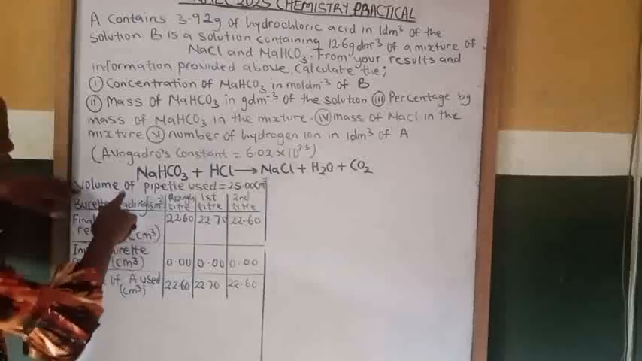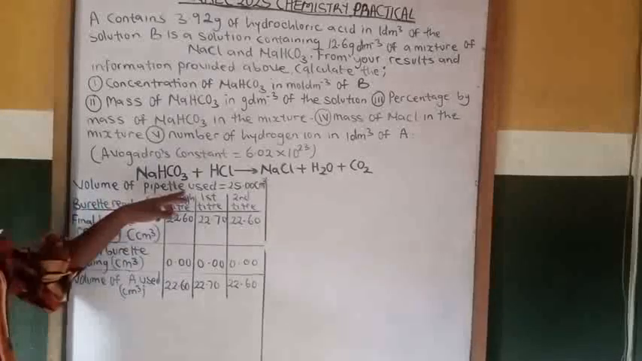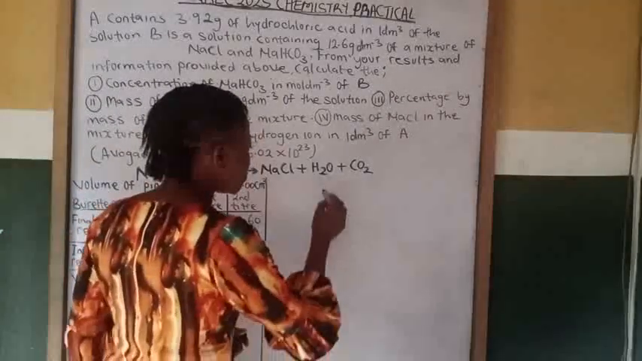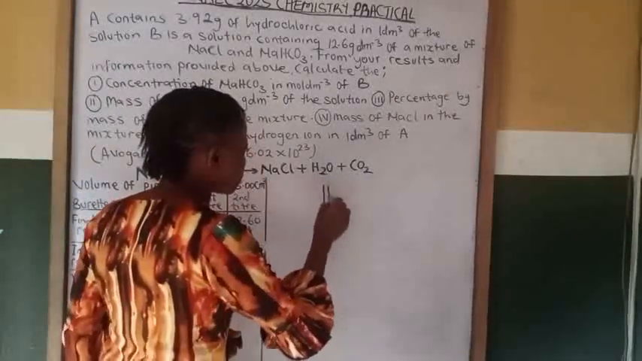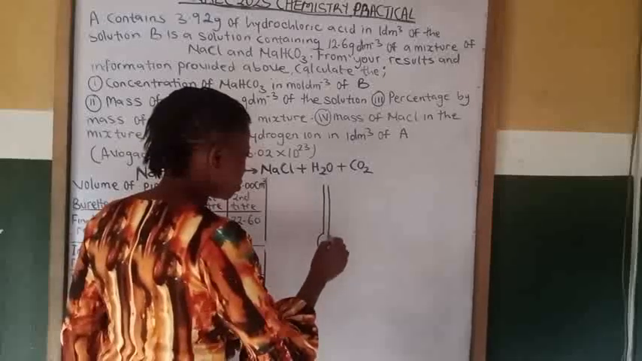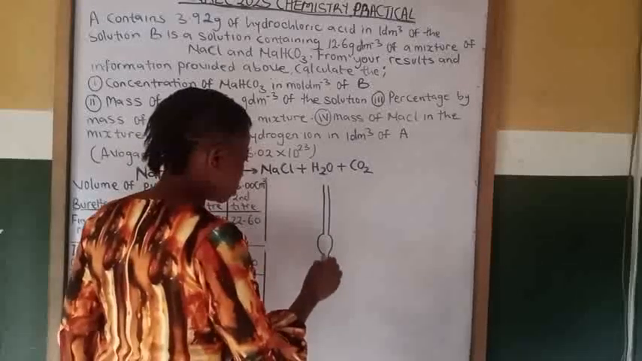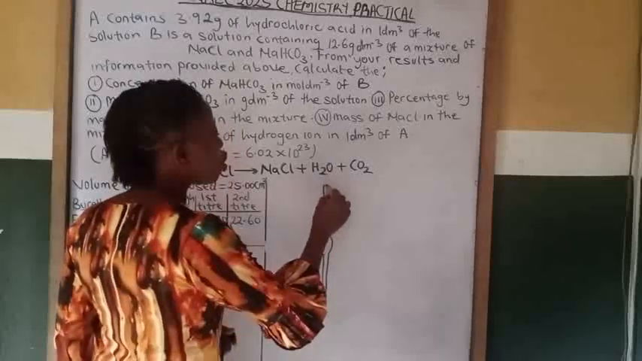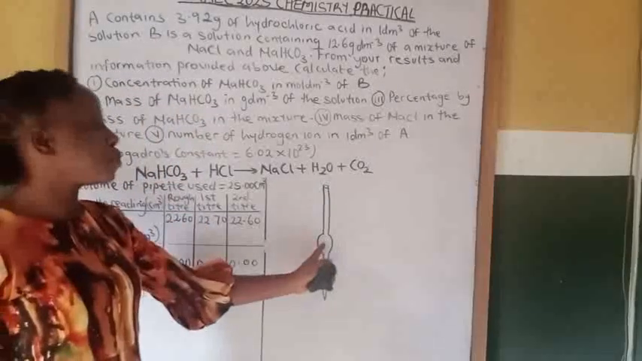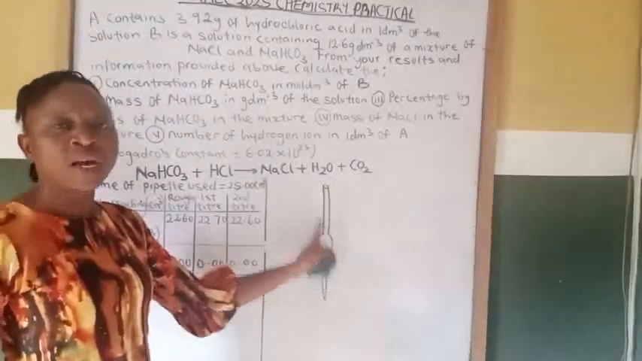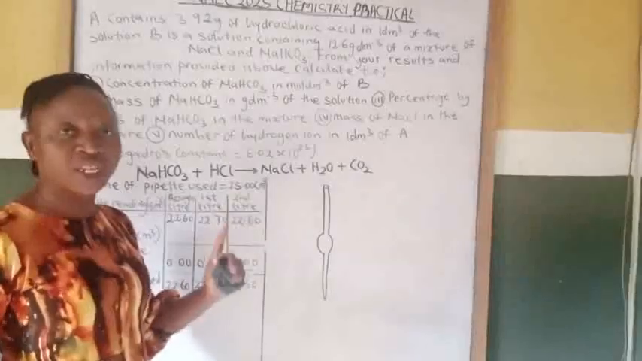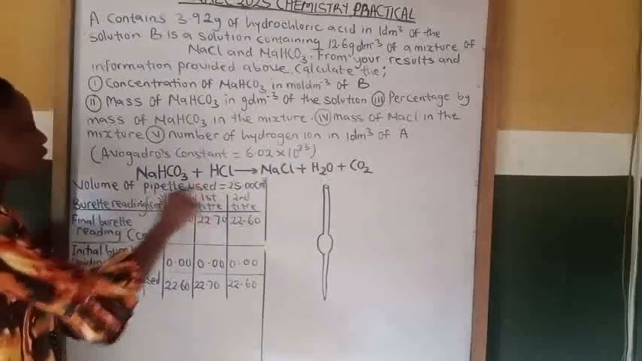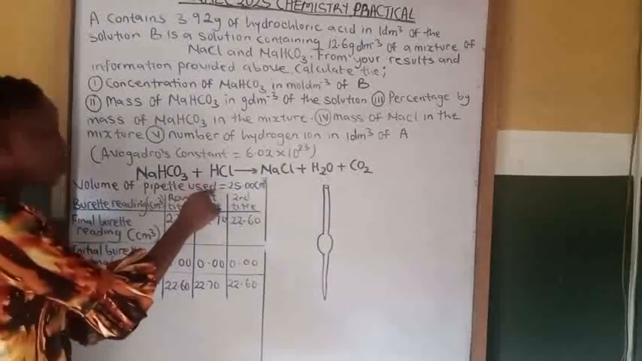Don't forget that I told you in the first video that the first thing you need to write before you form your table is the volume of pipette used. The volume of the pipette that you are using in your school. Your pipette is in this form. Go and check the volume of your pipette, or ask your subject teacher what the volume of your pipette is. So the first thing to write on the table is the volume of your pipette used.